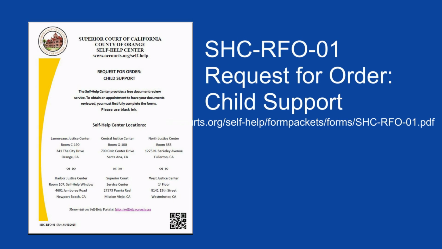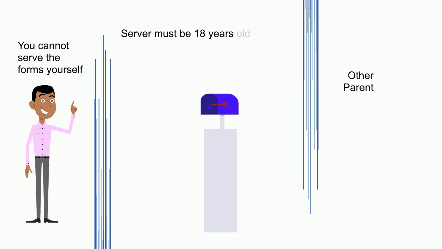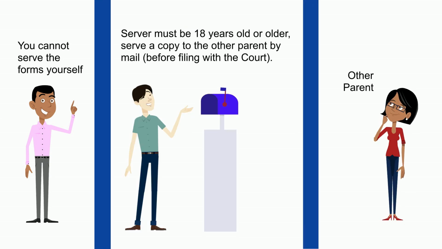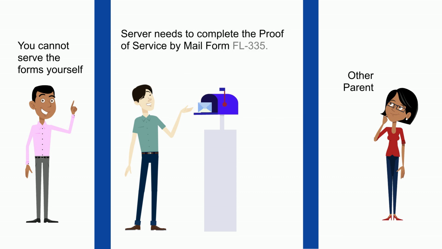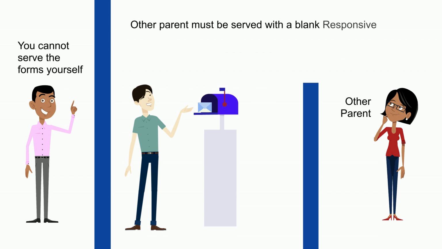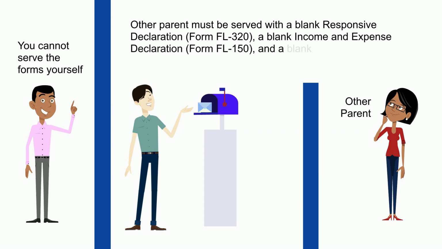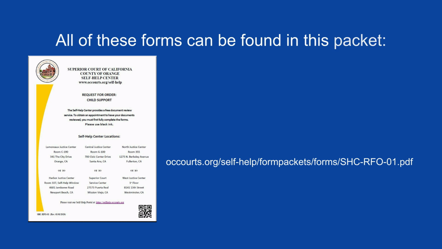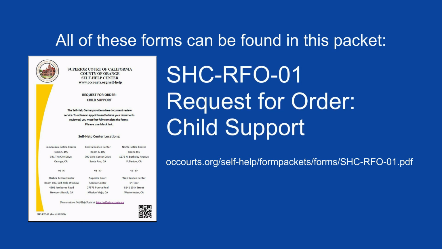Complete the following packet: SHC RFO 01. Once completed, you must have someone else over 18 years old serve a copy to the other parent by mail. The person that mails out the copy, your server, needs to complete the proof of service by mail, Form FL 335. The other parent also needs to be served with a blank responsive declaration, Form FL 320, a blank income and expense declaration, Form FL 150, and a blank proof of service by mail, Form FL 335. All of these forms can be found in this packet, SHC RFO 01.